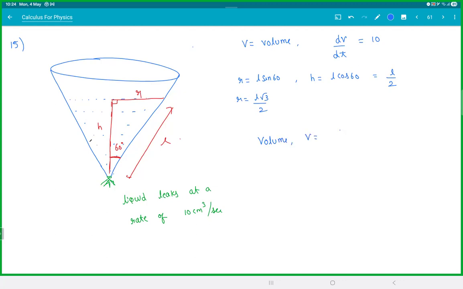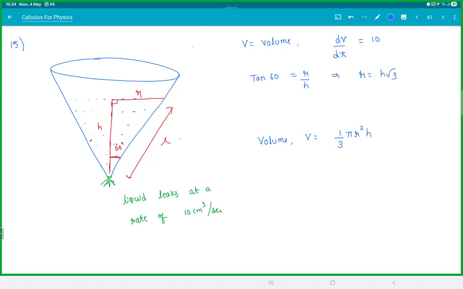Volume V is 1 by 3 pi R square H. Actually, I don't need this. I need the relation between H and R. I can do that directly from tan 60. You will see why I need that, R by H. So we get R is equal to H into root 3.